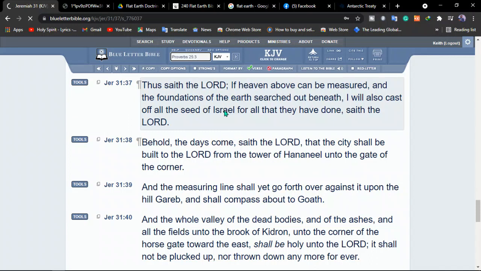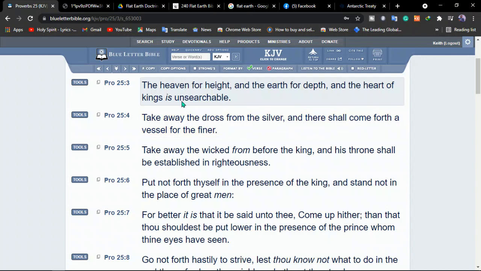Let me show you another verse here. The heaven for height and the earth for depth, and the heart of kings is unsearchable. Look at that verse. The heaven for height. So if you've gone to the heaven, then you know the height. So are you God? Have you reached heaven and put a tape measure from earth to heaven to measure? Or are you just making speculations led by the devil, telling you 666,000 blah, blah, blah? The heaven is the height and the earth is the depth.